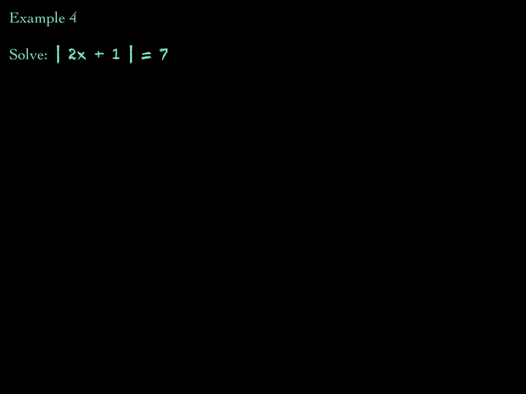This next example is going to be really cool, I think. So we're going to solve this absolute value equation. The absolute value of 2x plus 1 is equal to 7. Now, I'm going to show you a graphical approach first. After all, our course is PreCalculus, but it's a graphical approach to PreCalculus. That's the name of our textbook as well.